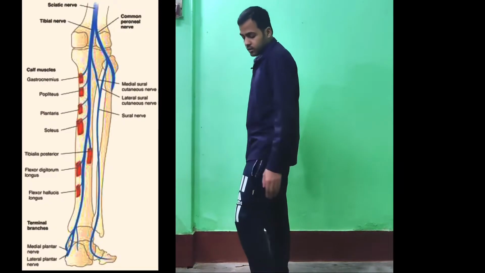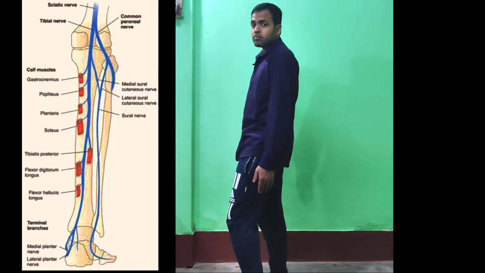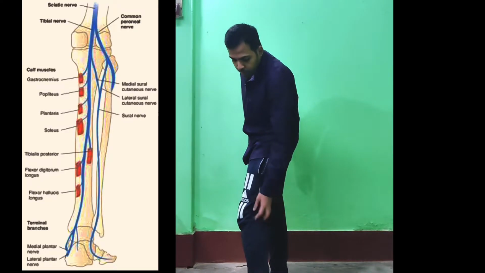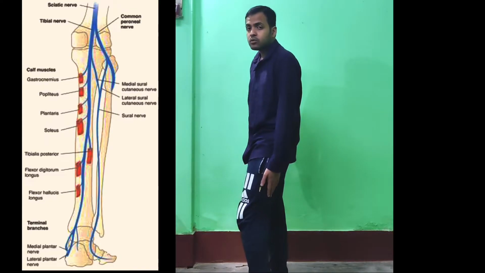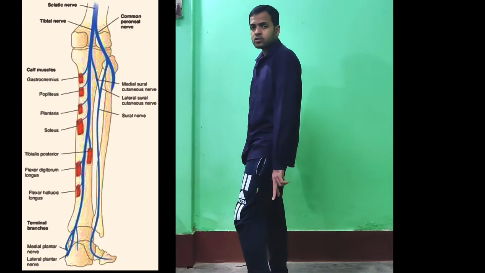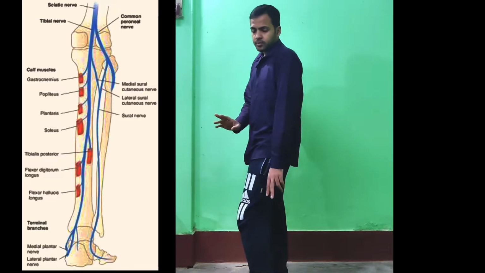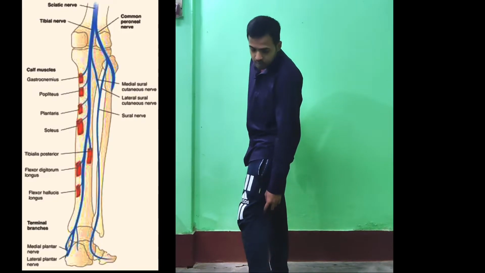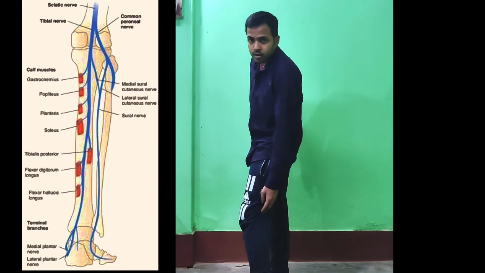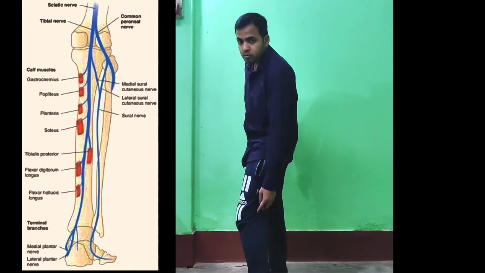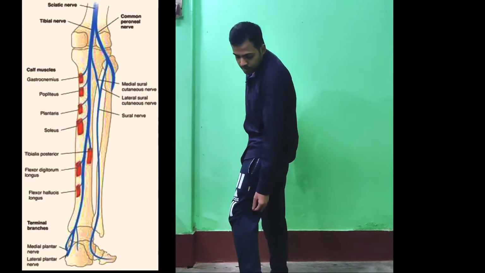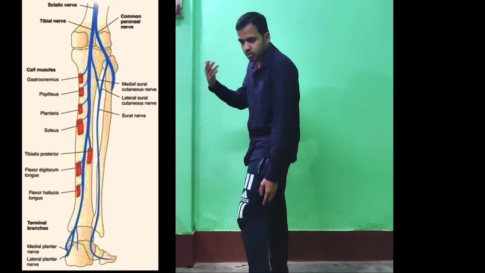Now, what I said: the sciatic nerve, before it enters into our popliteal fossa, divides itself into two parts. One is the tibial, another is the common peroneal nerve. Now I am talking about only the tibial nerve. This tibial nerve is present in the popliteal fossa, and in the popliteal fossa it gives one branch, and this branch is known as the sural nerve. I will talk about this later.